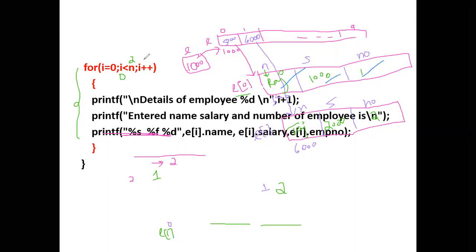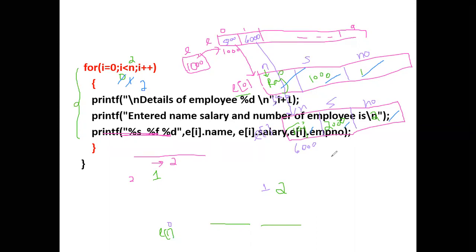Next, increment the value of I, it will become 1. Next, E1 of name, print Taj. E1 of salary, print 2000. E1 of number, print employee number. Increment the value of I, it will become 2. 2 less than 2, condition fails. So this is how we will be taking the input of 2 employees and displaying the details of 2 employees.